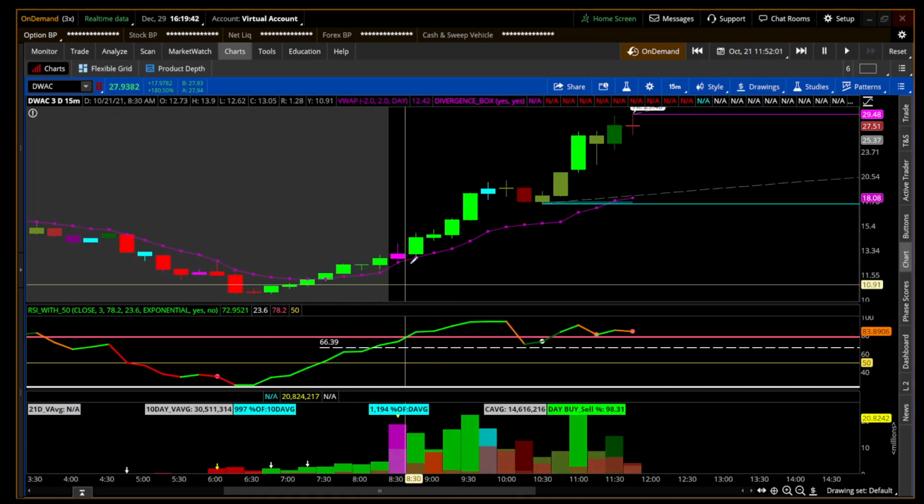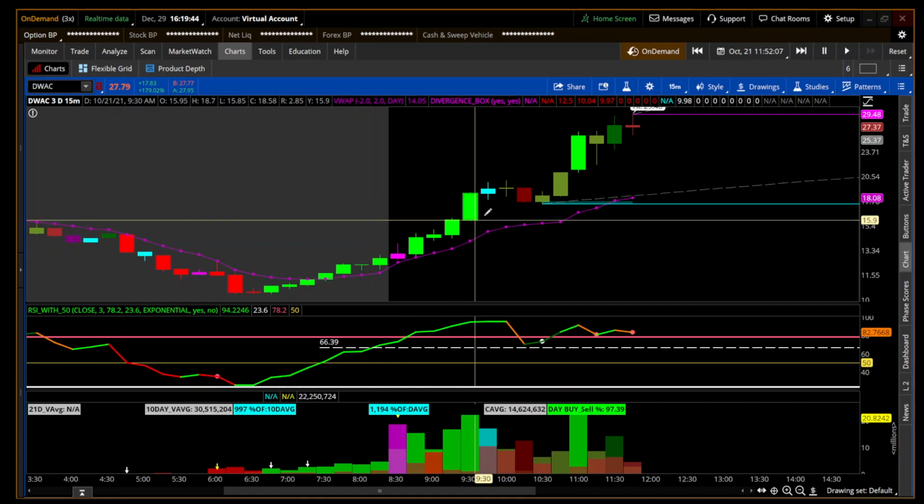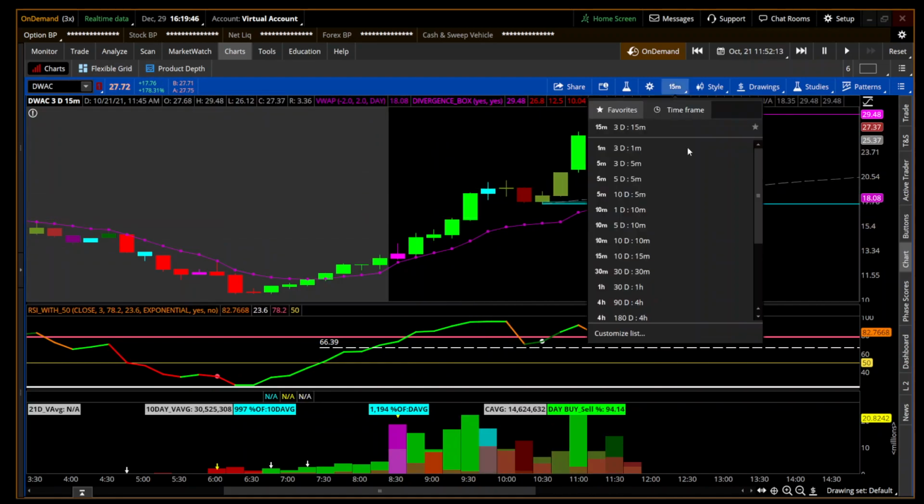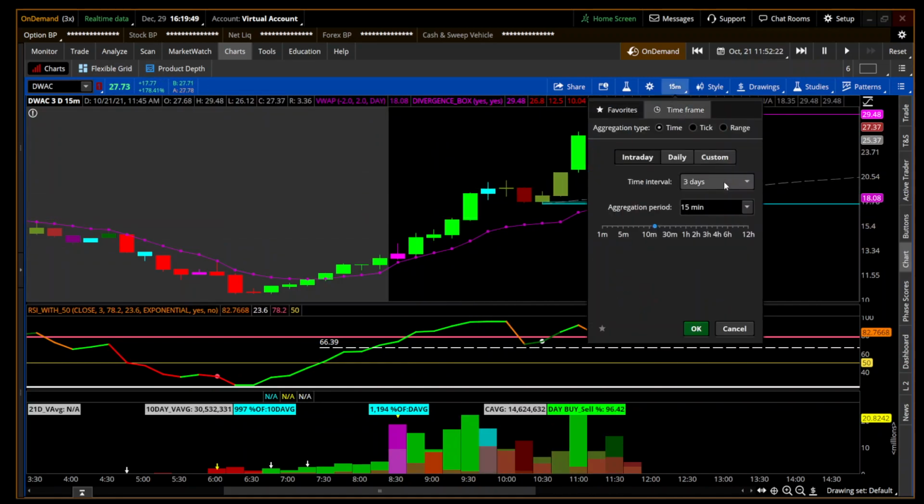And that's exactly what happened. Price stayed above VWAP and kept chugging along. So we're going to push it to the 30-minute. We do 30-day, 30-minute.